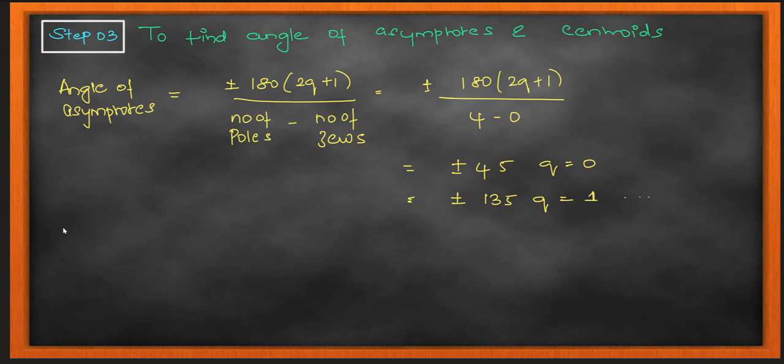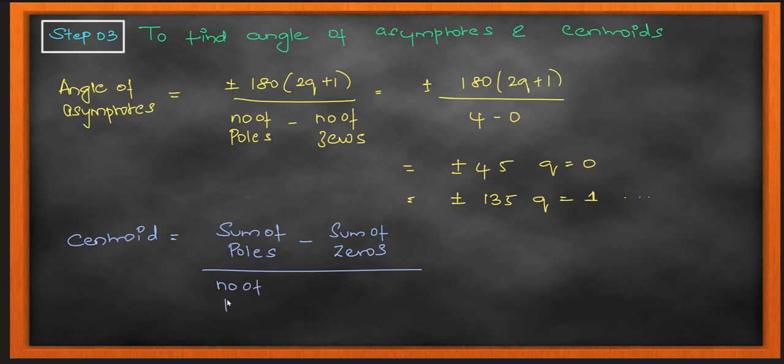So this is your angle of asymptotes. And then for my centroid, so what about the centroid? The centroid is given by the sum of poles minus the sum of zeros, divided by the number of poles minus the number of zeros. So I'm just going to sum up all the poles. There are no zeros in this question, so the sum of zeros is 0, and the number of zeros is also 0.